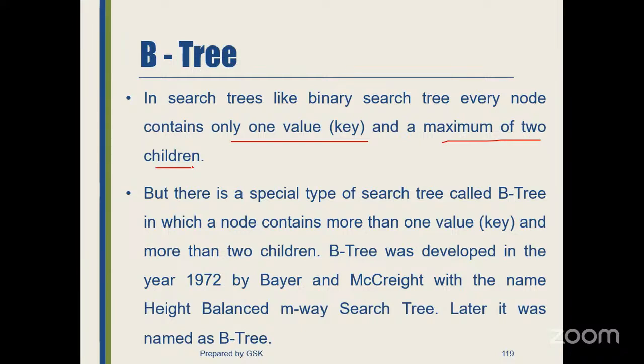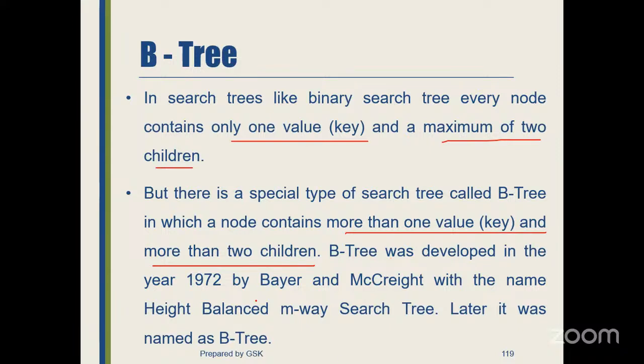But there is a special type of search tree called the B tree, in which a node contains more than one value. This is a very important point, a unique point about the B tree. A node contains more than one value, more than one key, and more than two children also. These two are important points about B trees. Let me repeat. The important points about the B tree are that it contains more than one value, point one, and it contains more than two children also.